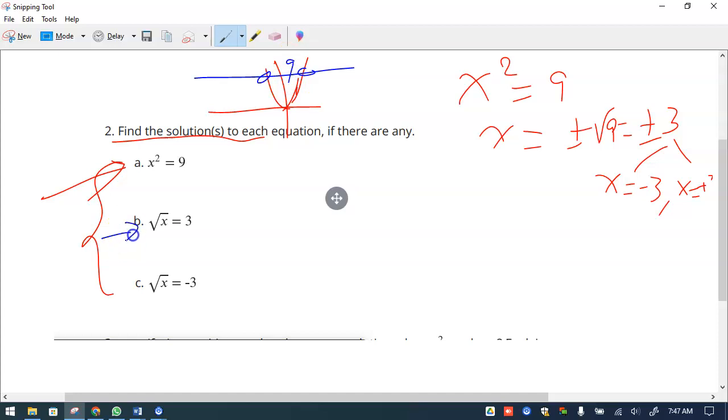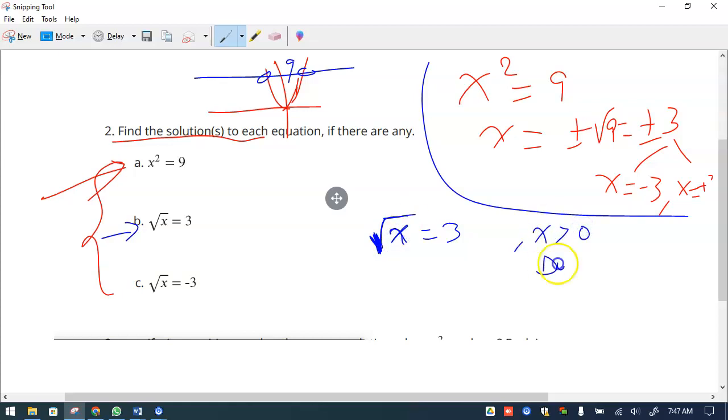The second part is square root of x equals 3. Under the radical sign, remember x has to be positive, so the domain is always positive. You cannot have x negative here. Now the answer outside is positive, so there will be only one answer to this. What should x be? It has to be 9, because the number that multiplies itself to get 9 is 3. That's all it is.